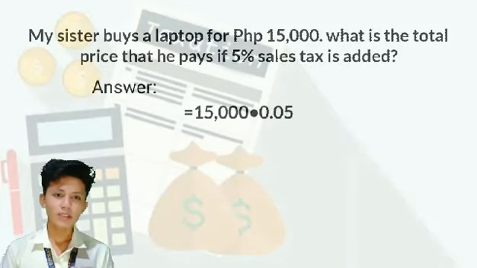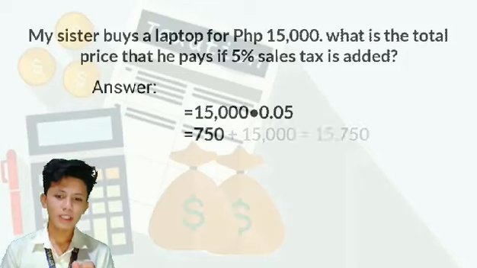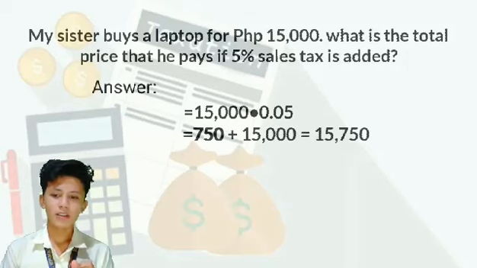15,000 times 0.05 is equal to 750. 750 plus 15,000 is equal to 15,750.